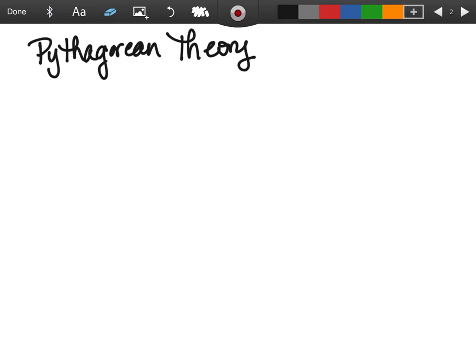Guys, we are going to talk about Pythagorean theory today. If you remember, Pythagorean theory is a theory that we use when we are talking about triangles, and it works specifically with right triangles. We can use it to find the missing leg of a triangle, or to determine whether or not three numbers would give us a right triangle.